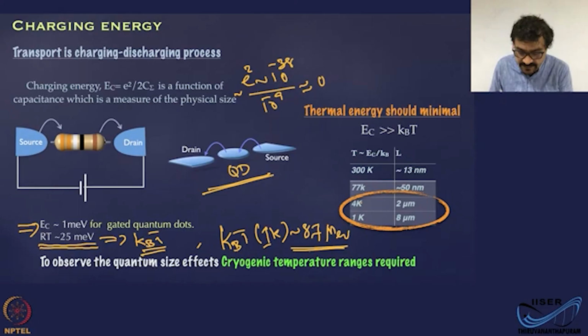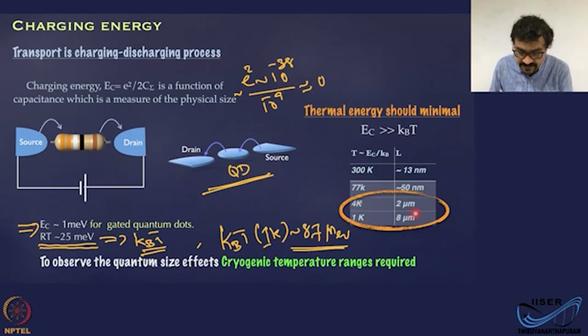Just to give you a feeling, here I have a table, assuming these quantum dots are spherical, which roughly gives you the size scale that you require to observe charging or discharging effects at a certain temperature. For example, at 300 Kelvin, it should be in the nanometer scale. At 77 Kelvin, you need about 15 nanometers. At 4 Kelvin, a 2 micrometer object can actually show you, and at 1 Kelvin, even objects a few more micrometers in size can show you these charging and discharging effects.